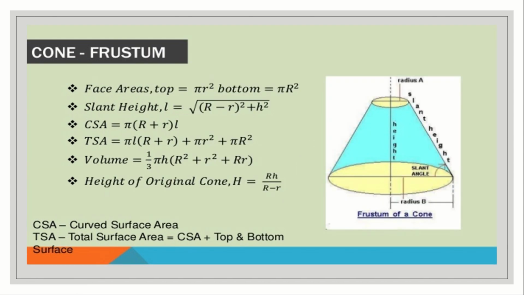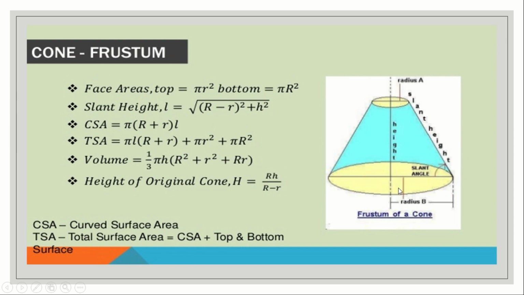Next is frustum of a cone. If you cut the top portion of a cone, the remaining portion of that cone is said to be frustum of a cone. It is just like the shape of a dustbin. So face area is pi r square. Here the top is a small area and the bottom is a larger area. The top portion has a smaller radius, so it is taken as small r.